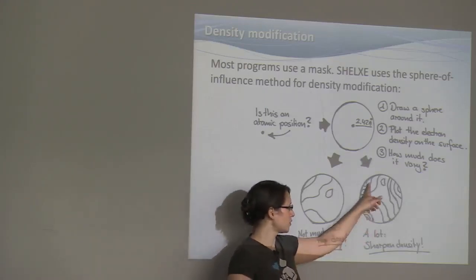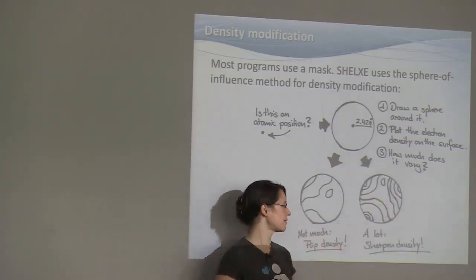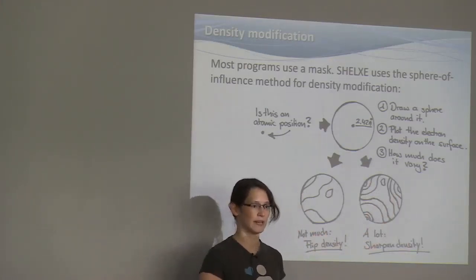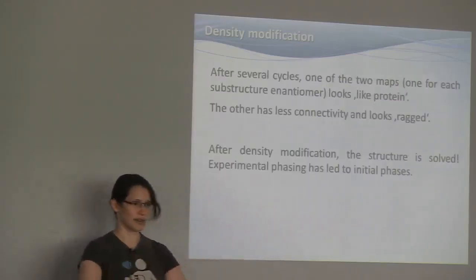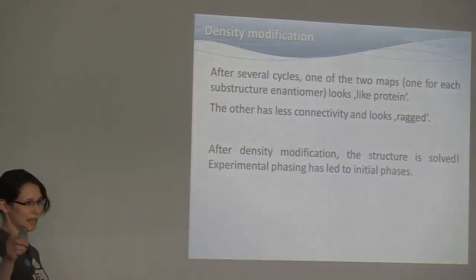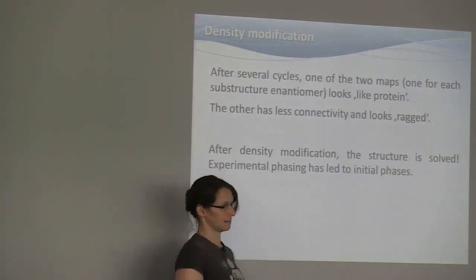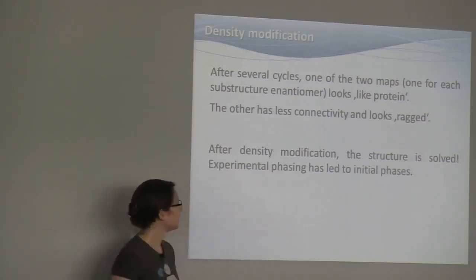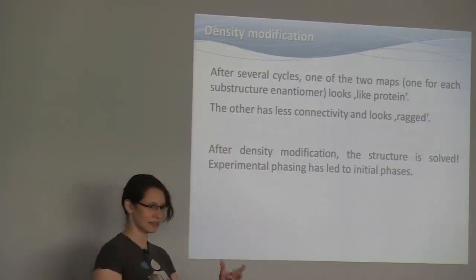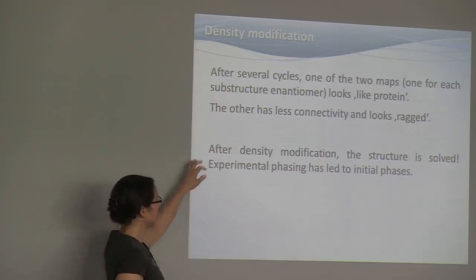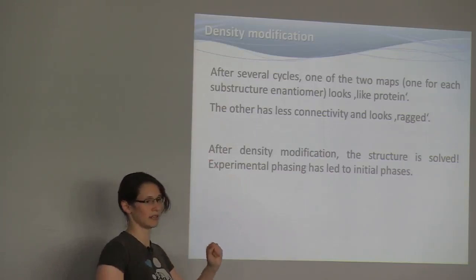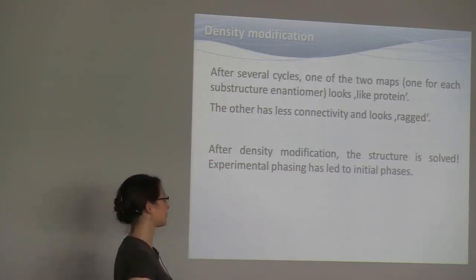It varies a lot because there are 1, 2, 3 atoms on the surface of the sphere. We think we are in the protein. We sharpen the density, and when we add the original map, we still have some sharpening. If we do this for a number of cycles, typically 20, one of the two maps, remember we had one for each hand, looks like protein. The other one looks a lot more random. And then we can also say from this which one was the right hand. There are also some indicators that help us doing that. After density modification, the structure is solved, and you can start refining or auto-building.